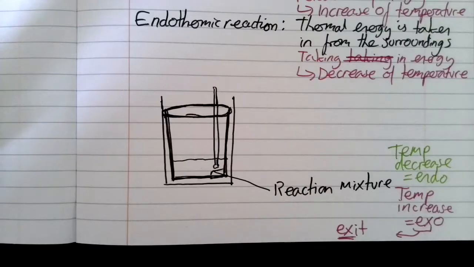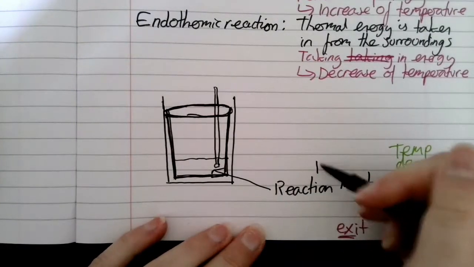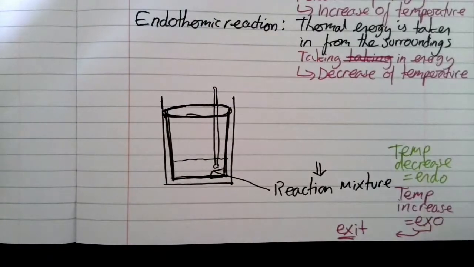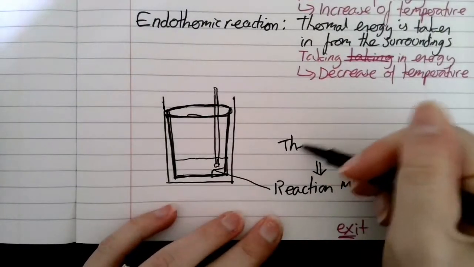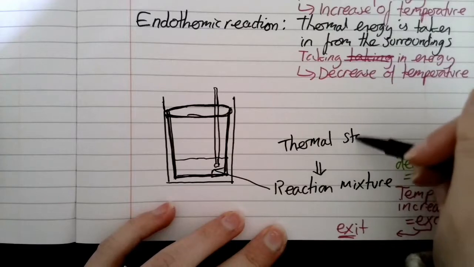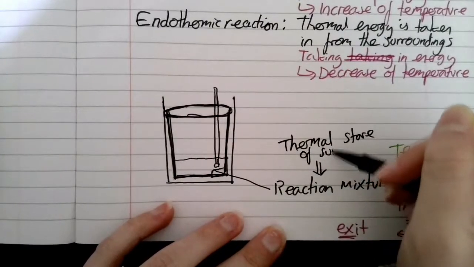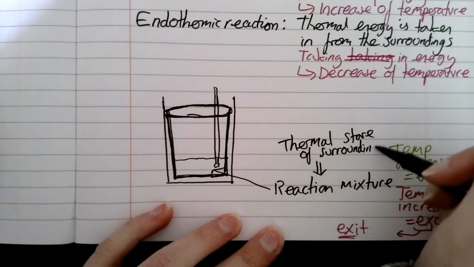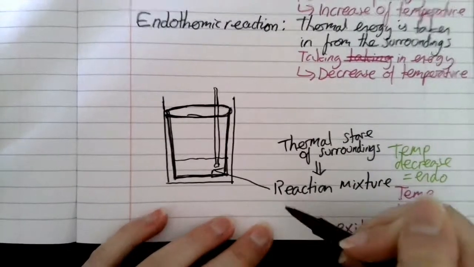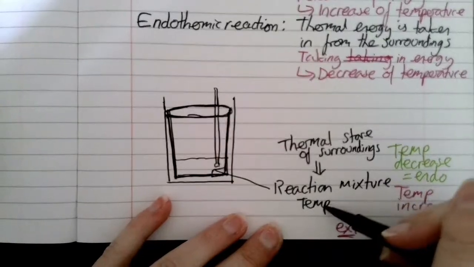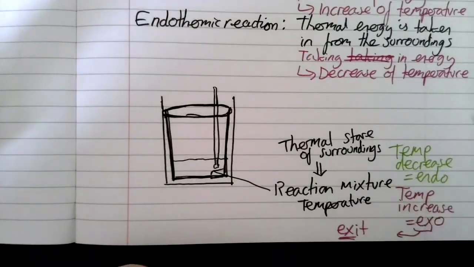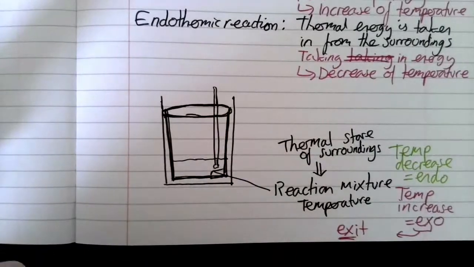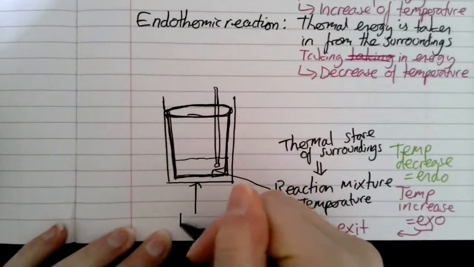And in terms of our reaction mixture, this is our thermal store of the surroundings. So our thermal store of that reaction mixture is what is changing. So our reaction mixture temperature signifies whether that thermal store of the surroundings is being increased or decreased. Just label those other pieces of equipment.